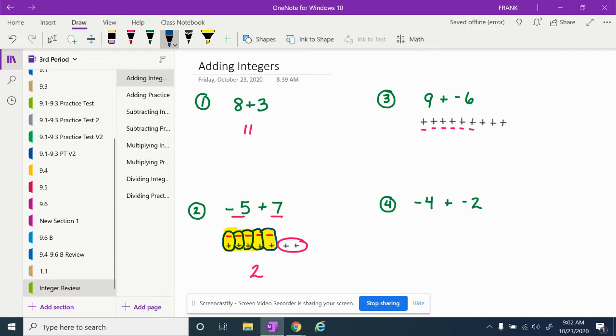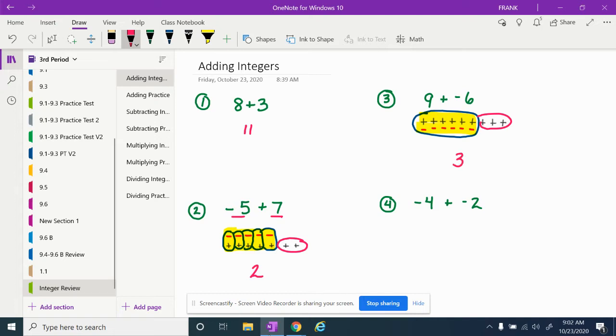For this one, I'm going to take a little shortcut because I have all of those, because I have 1 positive paired up with 1 negative for each one of those. So all of those cancel each other out. So I'm done with all of that. Okay? So what I have left is I have those 3 positives over here on the right side. So my answer would have to be positive 3.